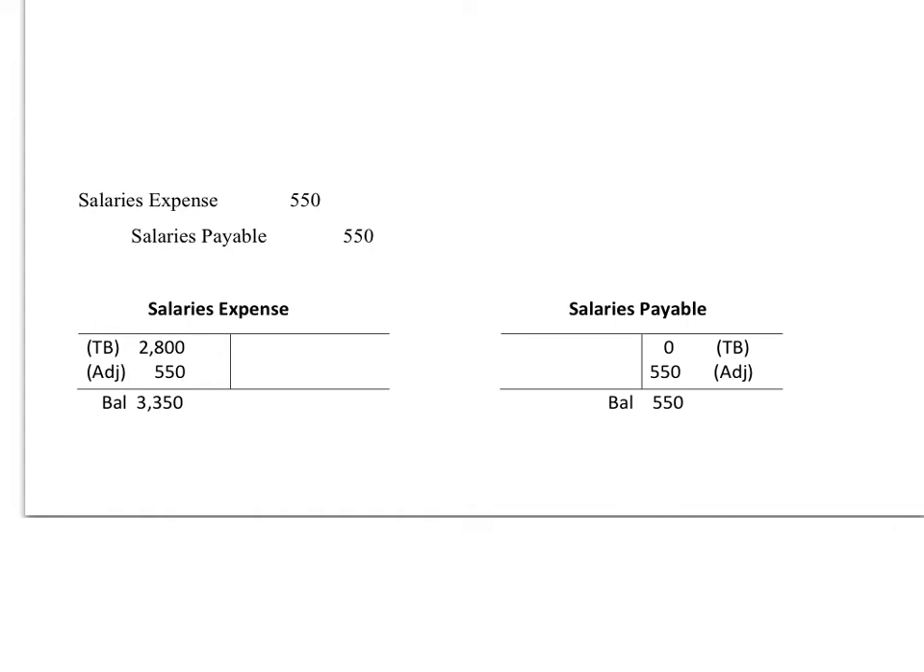Now from our trial balance, we had $2,800 in prior salaries that had been earned and paid. And this $550 just adds to the salaries expense. So we end up with a final salaries expense of $3,350. Salaries payable, on the trial balance, we didn't have anything. So with this adjustment, we're going to add $550 to our liabilities.